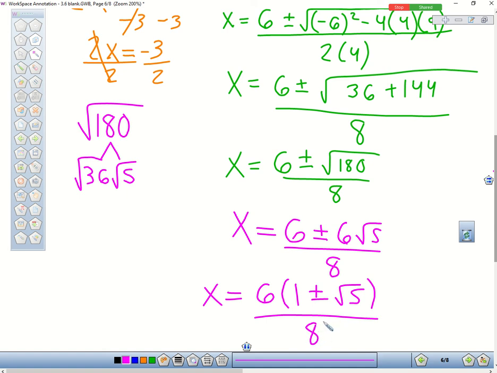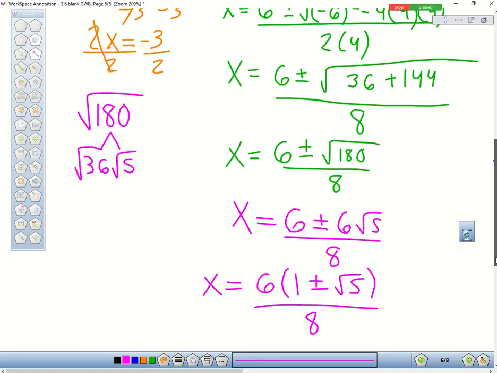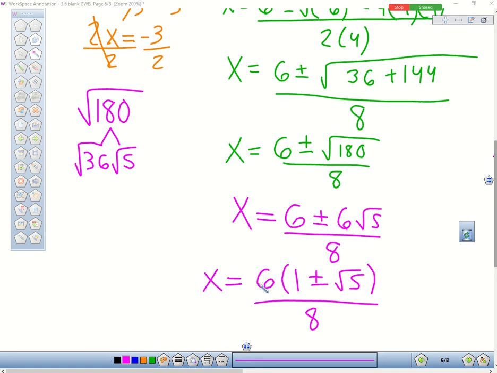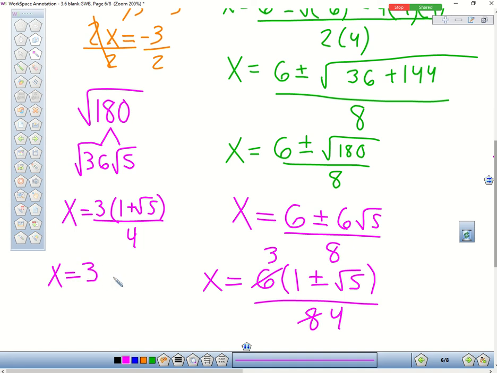And then we can reduce this fraction. So 6/8 reduces to 3/4, right? So my two answers are x equals 3 times 1 plus square root of 5 over 4, and x equals 3 times 1 minus the square root of 5 over 4.